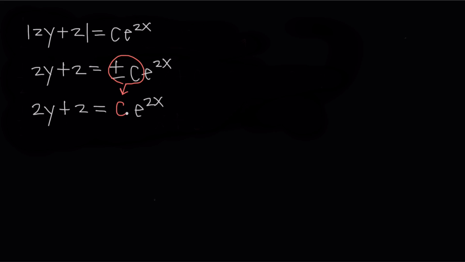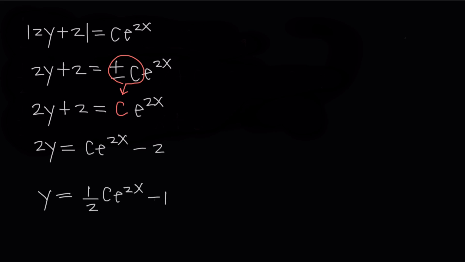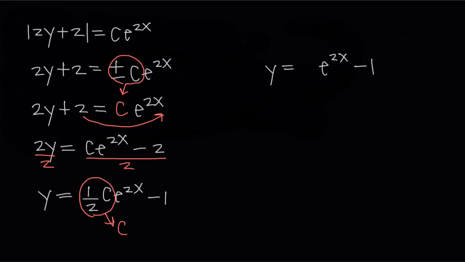We'll subtract 2 from both sides, and then divide both sides by 2. That'll leave us with 1/2 c on the right, but 1/2 times c will still just give us a constant, so we can again absorb that 1/2 into the constant c and just leave the c. The point here is that whether you're multiplying a constant by 2, raising it to the base e, taking the positive or negative constant, or dividing a constant by 2, all of these can just be absorbed into the same constant c.